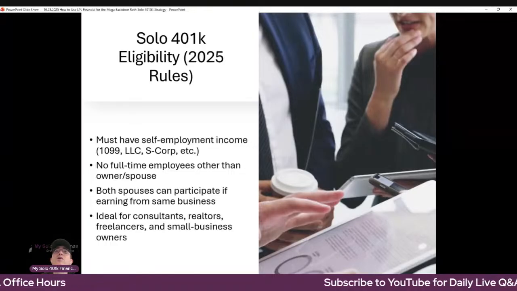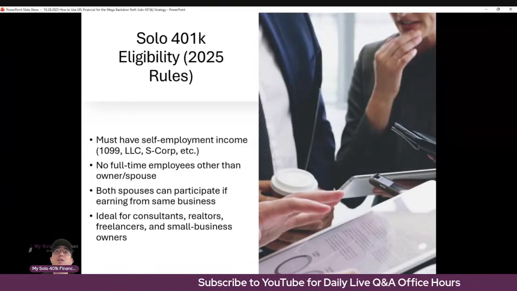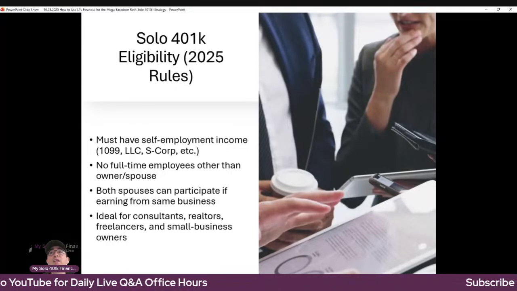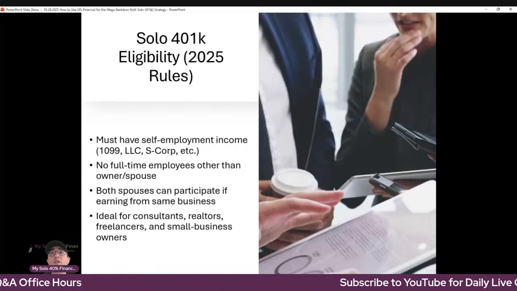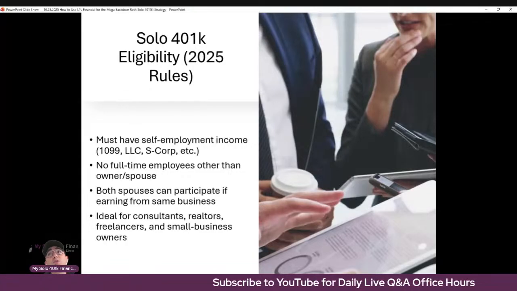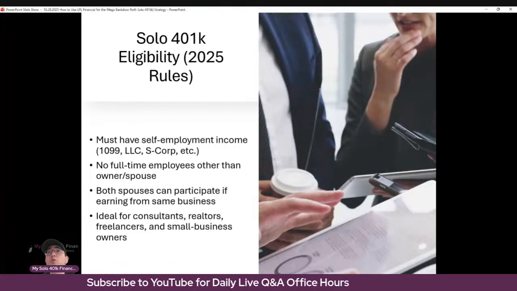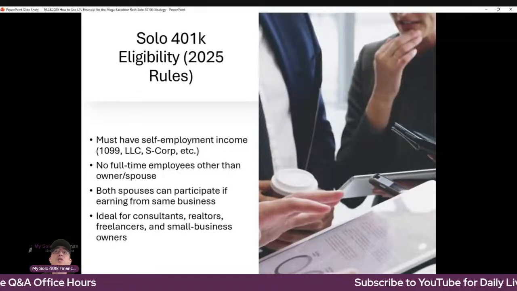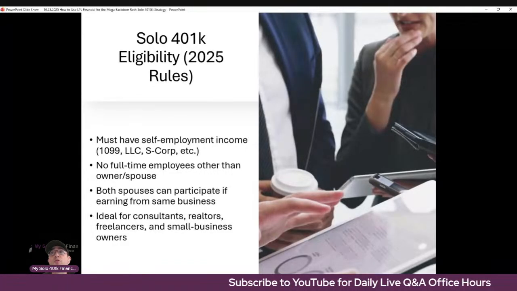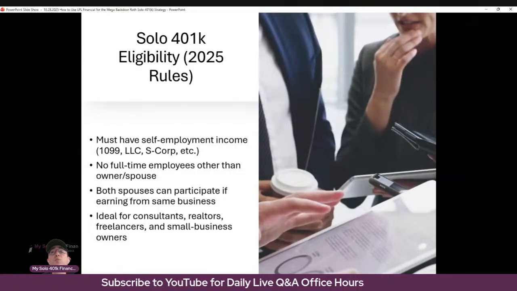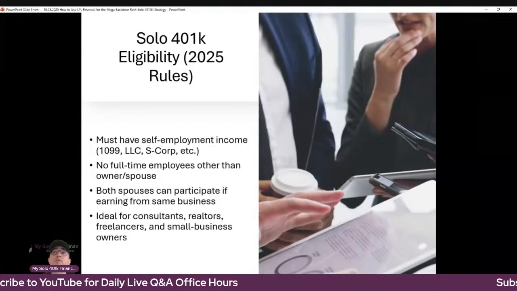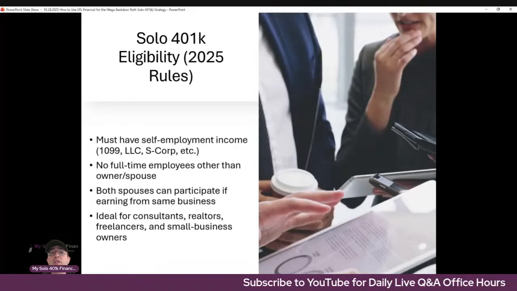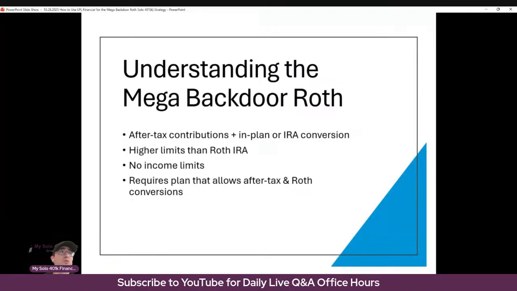The other prong in terms of solo 401k eligibility is that you cannot have any full-time W-2 employees working for any business owned by you or a spouse, if any. Of course, you could be a W-2 employee, or even your spouse could be a W-2 employee, and you would still be eligible to set up a solo 401k, as long as, again, there are no other non-owner, non-spouse full-time W-2 employees. Ultimately, it will be ideal for individuals such as independent consultants, realtors, freelancers, and other small business owners.